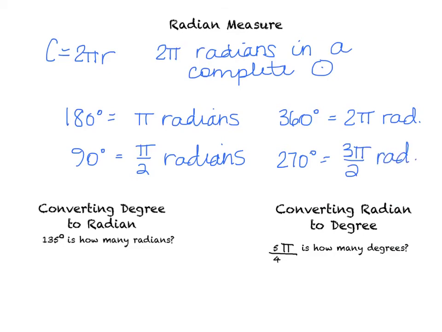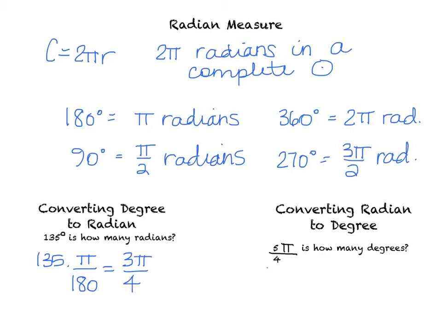Okay, so how do I convert degrees to radians? I'm going to take 135 and multiply by pi over 180. Kind of doing dimensional analysis with radians and degrees. This will reduce to 3 pi over 4.